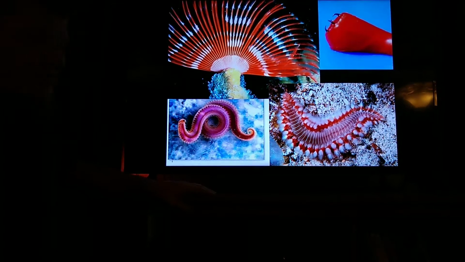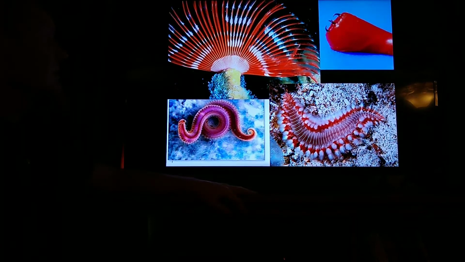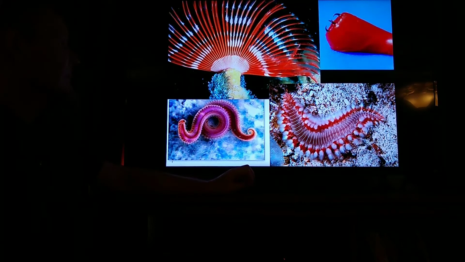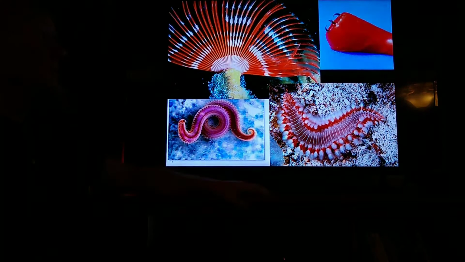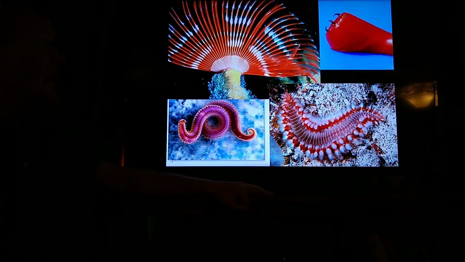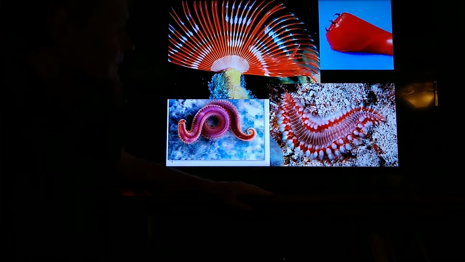Here are some pictures of some polychaetes. In their own strange way, some of them are really pretty. This big fan worm right up here, these are its gills, actually. These are those setae. Kind of interesting that this is a worm. If I had just shown you a picture of that and asked what kind of organism it is, you'd probably say it was a plant or something. But it's not, it's a worm.